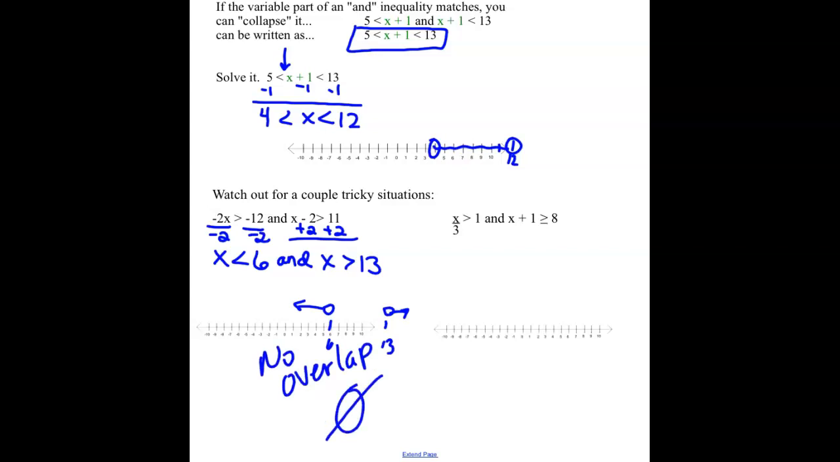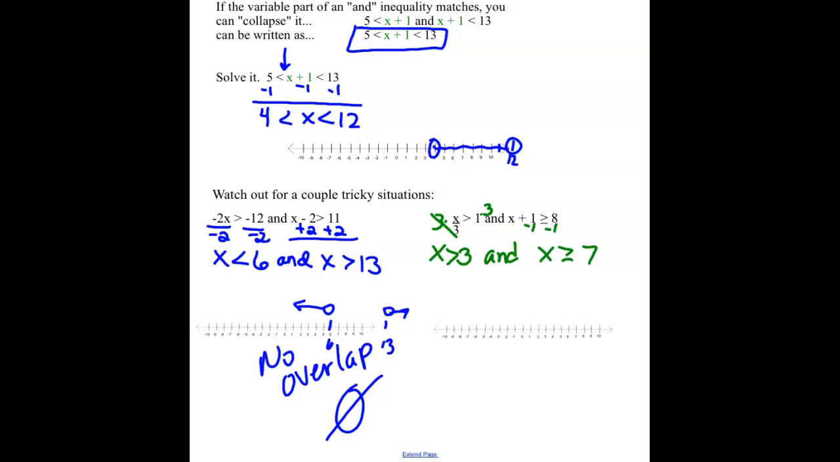All right, our next example, we have x divided by 3 is greater than 1. To solve this, I'm going to multiply both sides by 3. So I have x is greater than 3. And to solve the second one, x plus 1 is greater than or equal to 8. I'm going to subtract a 1, and I'd have x has to be greater than or equal to 7.